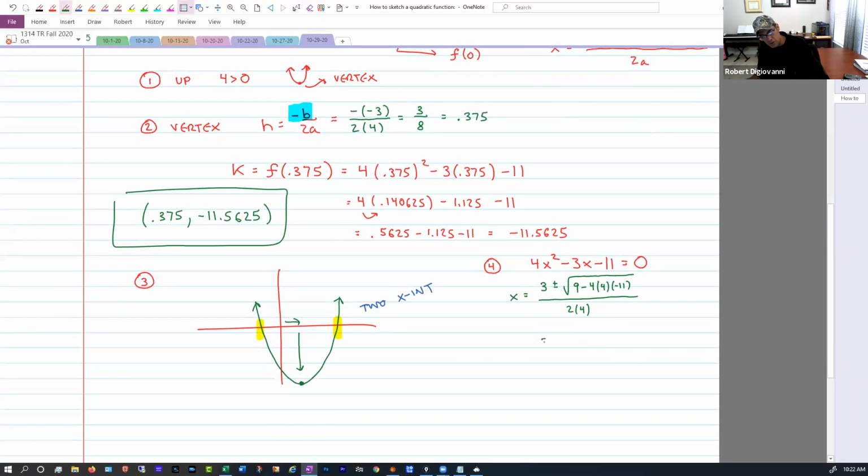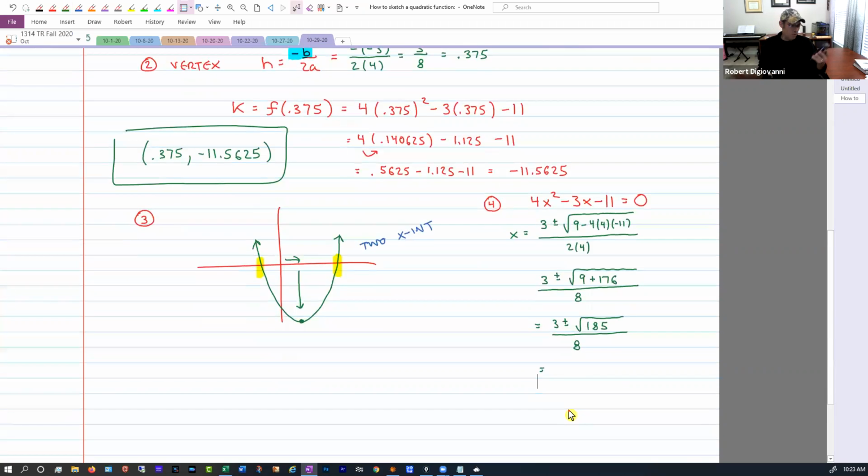Now I'm trusting that you are somewhat comfortable with this quadratic formula at this point. Let's see, what is that going to be? 160, 176, I think. All right, so I'm going to need to add those together and take the square root, right? So we got 3 plus or minus, let me add them first. This can be 185 over 8.